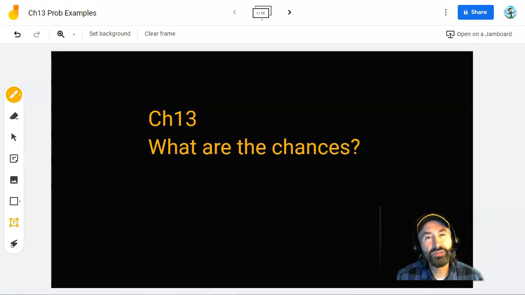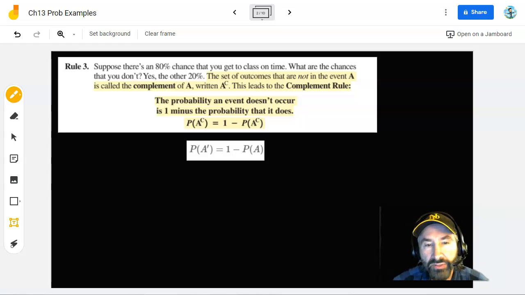Hey folks, let's try some probability. The first thing we're going to look at is something called the complement rule. And the complement rule is essentially what is the probability of something not happening.